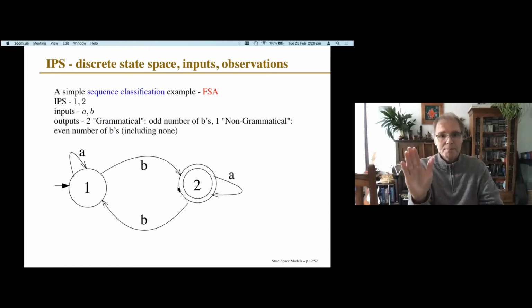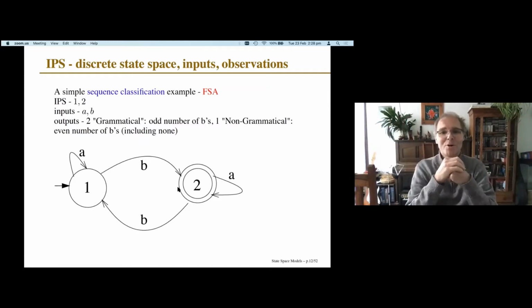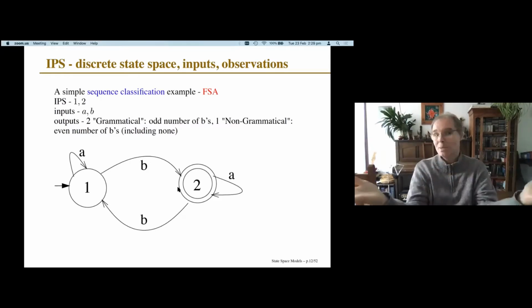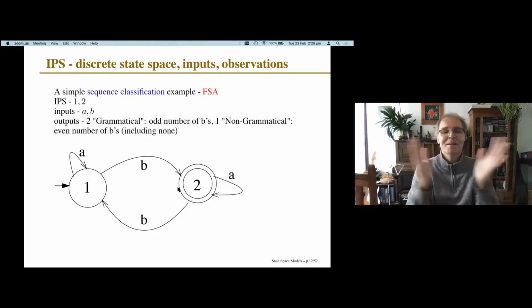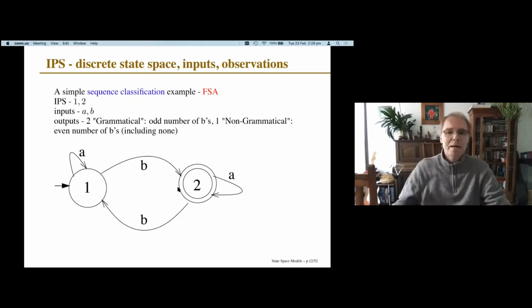Simply, if the number of B's is odd, then you say that this is grammatical, this is class +1. If the number of B's in your sequence is even, then it's class -1, then it's not grammatical, right? And now you see lots of symbols, they come as a time series. Now, what you do in computer science is you construct a model like this, and what this means, we have two states. They even call it states, right?